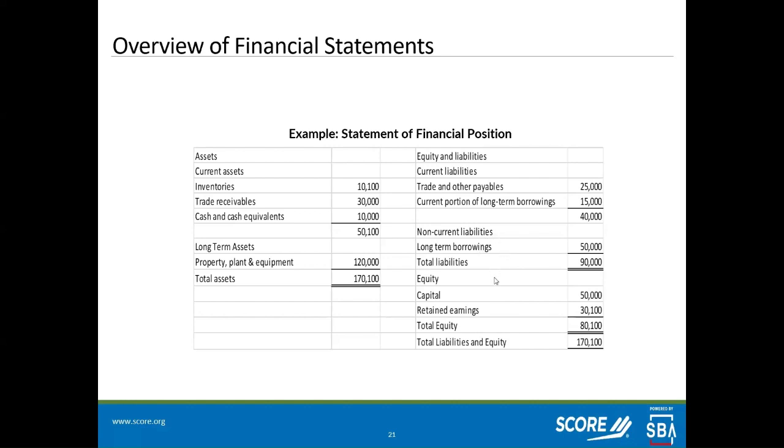Equity is the capital that we put into the business, our initial investment, additional investment, and offset by retained earnings, which is the accumulation of the profits and loss in the business. Total equity of 80,000, liabilities and equity, and total assets equal. So we have the balance sheet. Next slide.